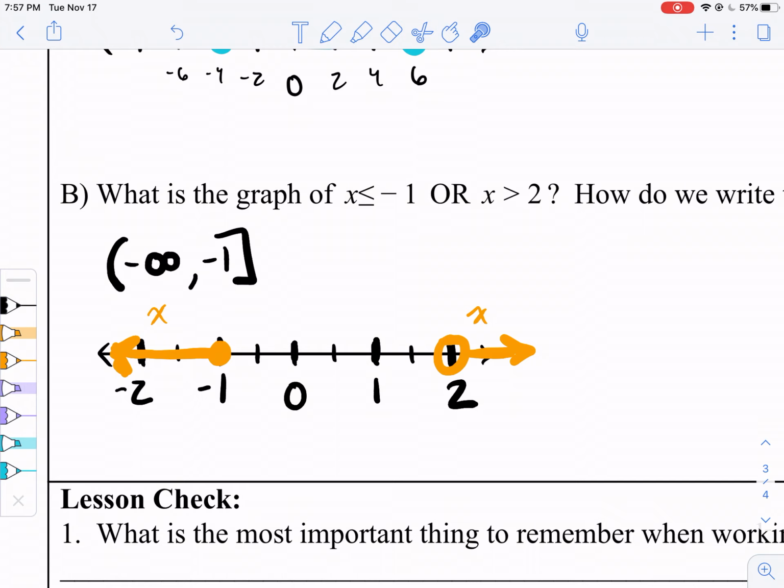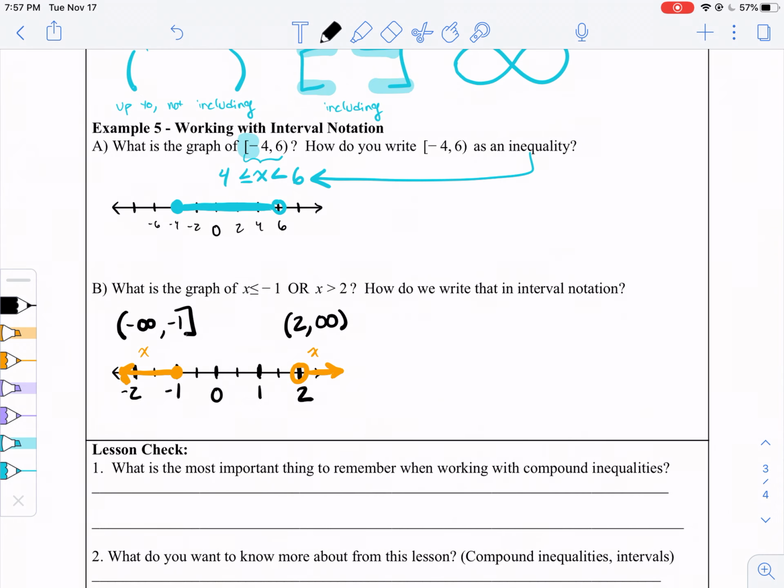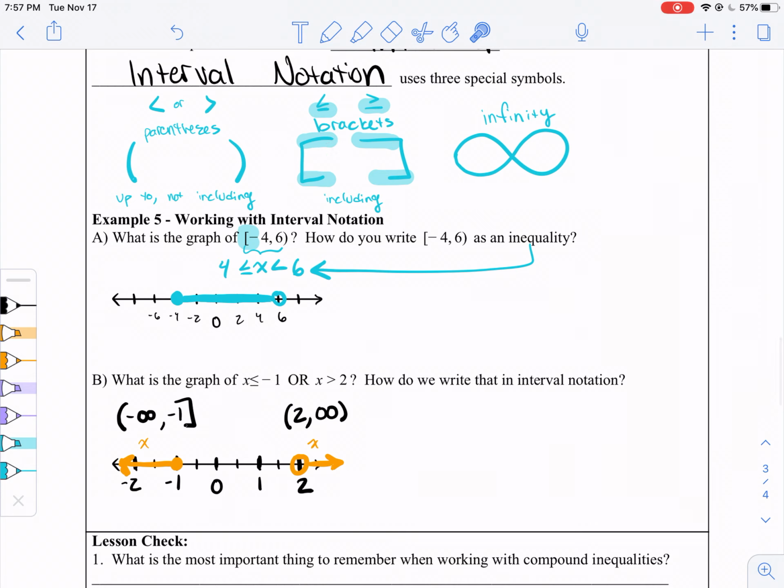And then on the other side, we start at 2, but it's not equal to 2, so we need to have parentheses with 2, and then all the way out to positive infinity, because this has no bound, it goes on forever. And infinity is always a roundy guy because it can't be equal to it. So there you go. There are hidden equal signs in your brackets. Infinity means forever.